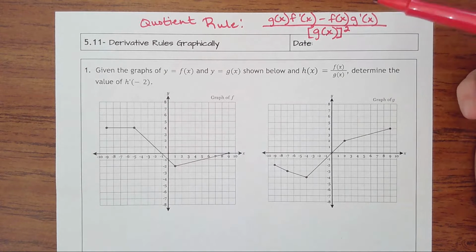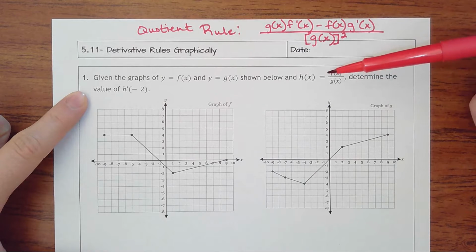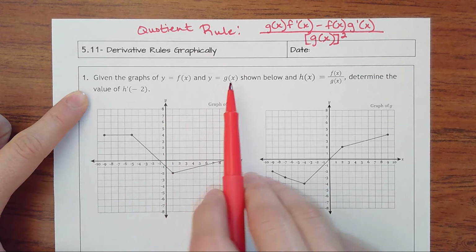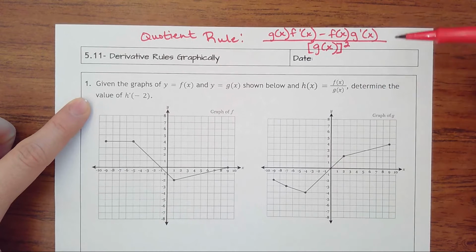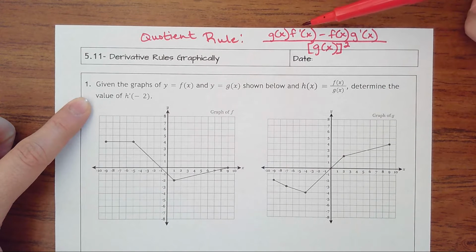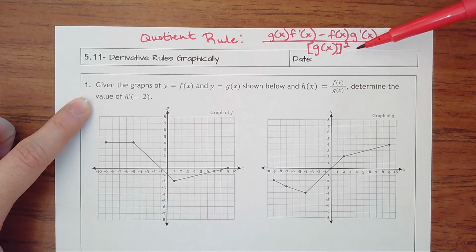Lesson 5.11, derivative rules graphically. The first problem is having your f of x and your g of x, and then h of x is a composition of those. It's a quotient rule. Remember, quotient rule goes low times derivative of high minus high times derivative of low, all over low squared.